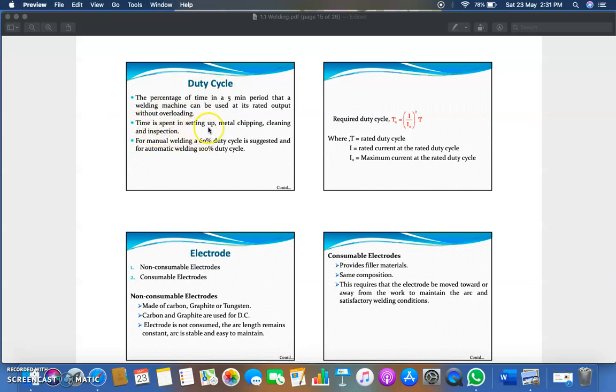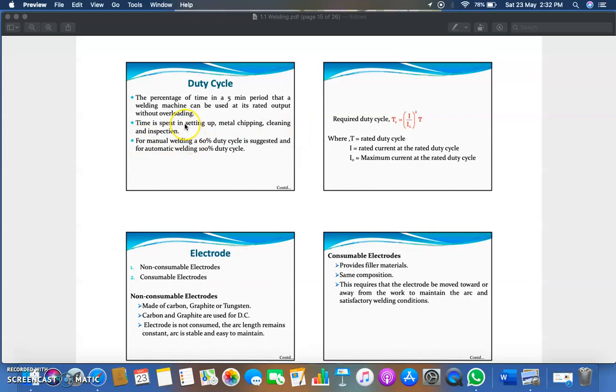Time is spent in setting up, metal chipping, cleaning and inspection. These are the processes which will not be counted in the duty cycle. Means if you are setting up your process, chipping the metal, cleaning or doing inspection, that will not be counted in duty cycle time. For manual welding, a 60% duty cycle is suggested. Means 40% of the time in manual welding is going to be spent in setting up, metal chipping, cleaning and inspection.